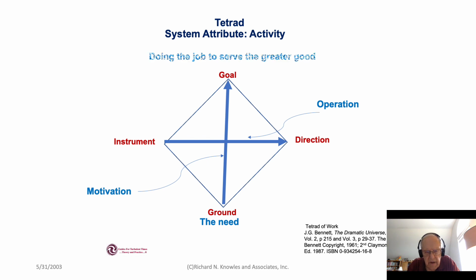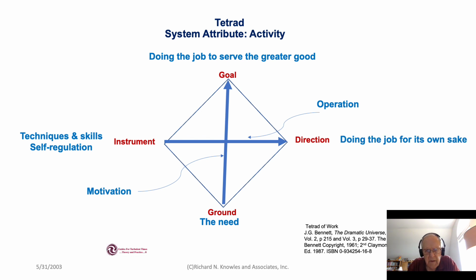So we go from the need at the ground to doing the job to serve the greater good. That's our goal. Our instrument is the techniques and skills that we bring to bear. And the direction is doing the job for its own sake. So we move along the operational line, bringing our skills and techniques together to work and solve a problem. And we move from the ground to the goal to get things really done and serve the greater good.